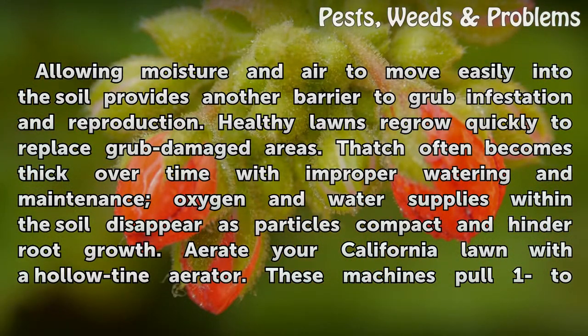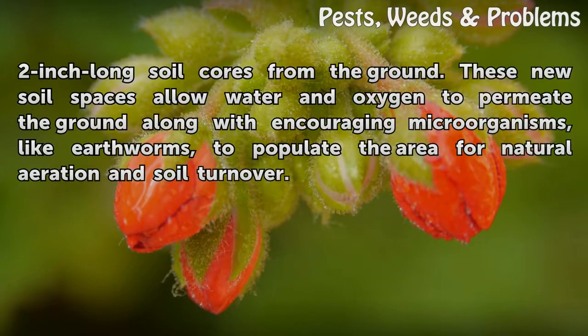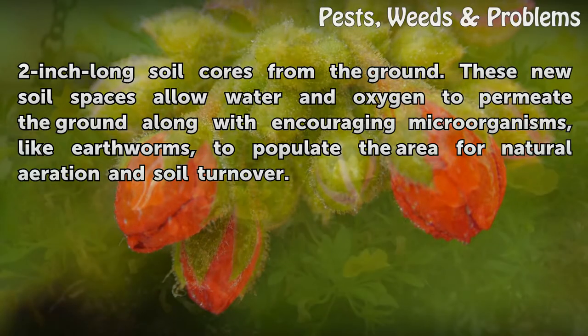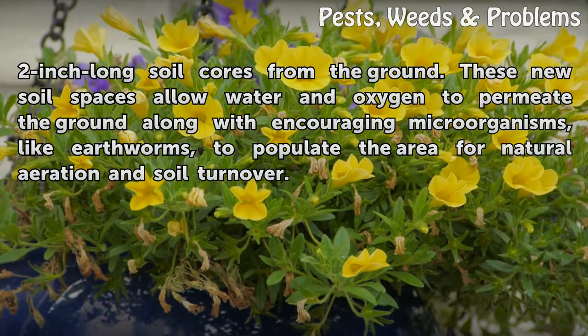Aerate your California lawn with a hollow tine aerator. These machines pull 1 to 2 inch long soil cores from the ground. These new soil spaces allow water and oxygen to permeate the ground, along with encouraging microorganisms, like earthworms, to populate the area for natural aeration and soil turnover.